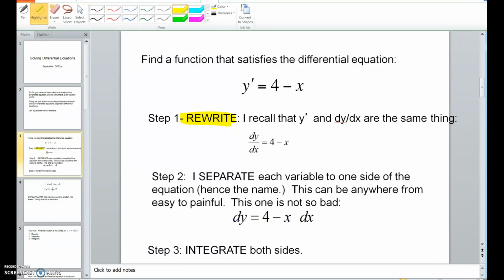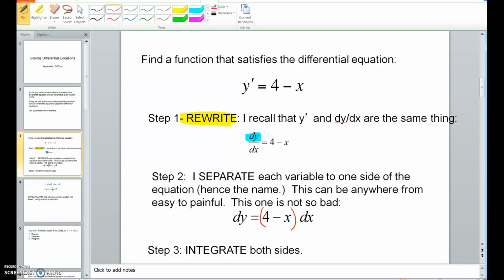And now I'm going to separate everything that has an x to one side and everything that has a y to the other side. This is very easy in this equation. The only thing that has a y in it is this dy. So I'm going to leave that on the left-hand side, and I am going to multiply both sides by dx. To be fair, this 4 minus x should have a parentheses around it. So now I have anything with a y in it on the left-hand side, anything with an x in it on the right-hand side. This separation step might be more algebraically complicated than this particular example.